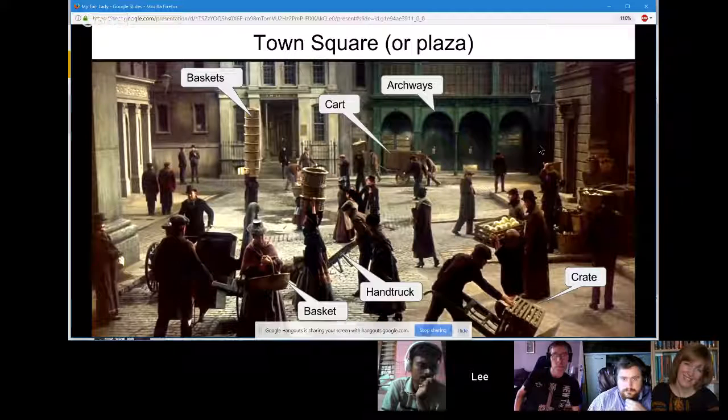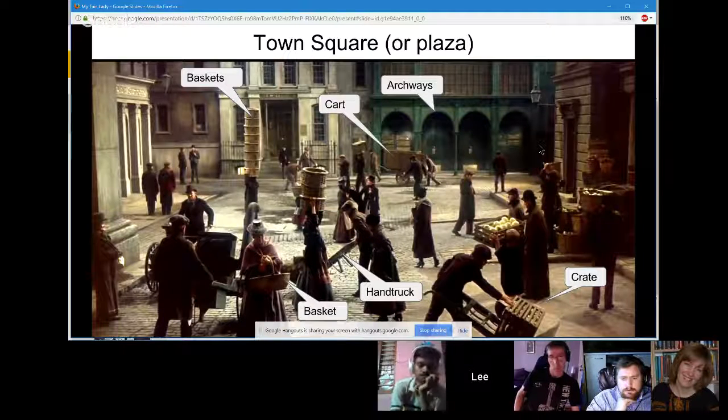So what is a crate? It's kind of a box, right? A wooden box. Usually fruits and vegetables, things that are kind of heavy, are in a wooden crate. So it should have some slots, right? Correct. So air can keep them from getting rotten.